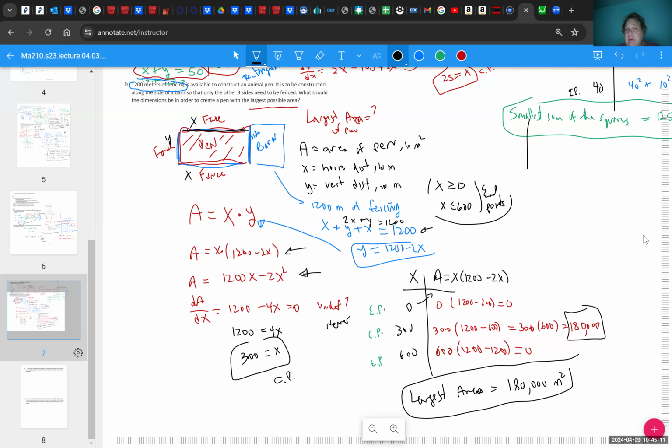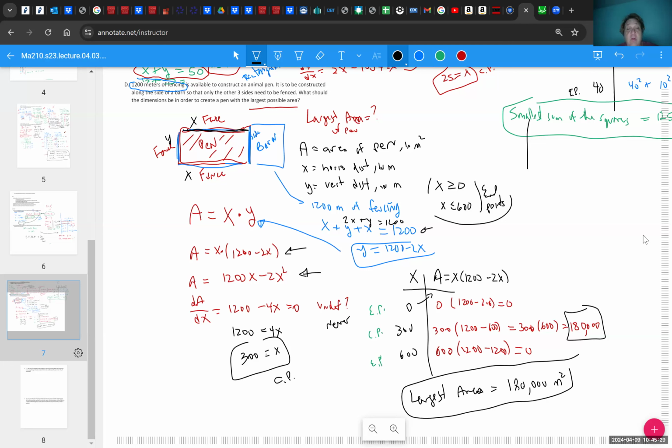Write down the information, write down the question, write down your variables. If you're trying to find a maximum or minimum of a thing, find an equation for that thing. You cannot find the maximum or minimum of any variable unless you find an equation that has that variable in it. So in this case, we're trying to find the maximum area. So I found an equation for area.